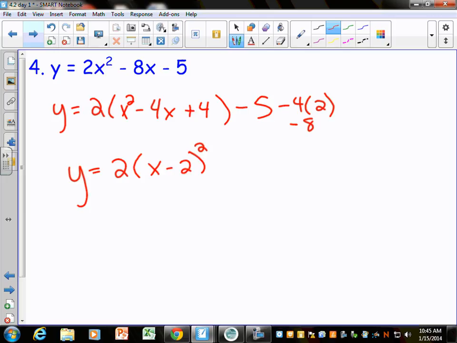So that would be 2 times (x − 2)² − 13. I don't like that these two numbers are the same on the last two problems, because I feel like some of you are going to think they should always be the same, but they're not.